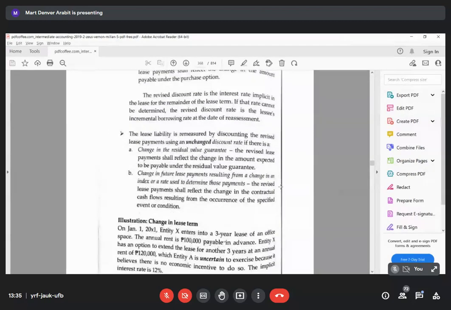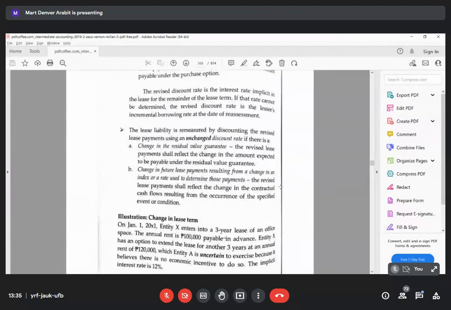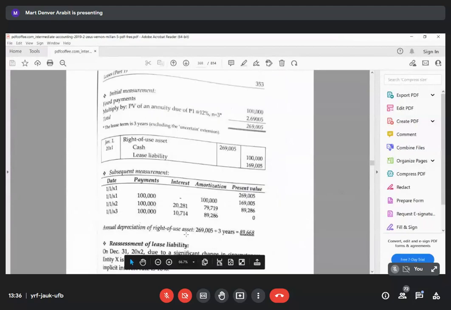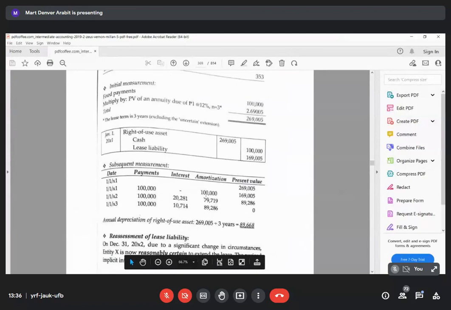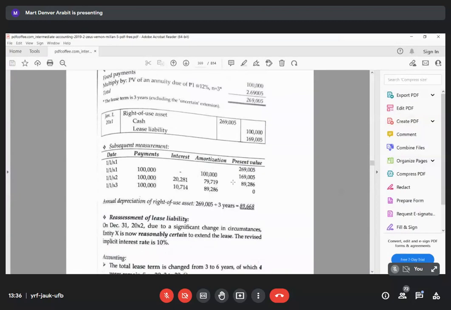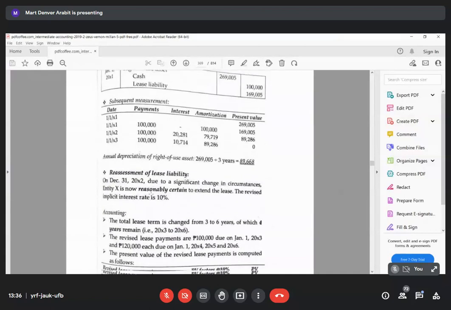Kasi, it is uncertain na i-exercise because there is no economic benefit to do so. So that's why hindi na-push yung transaction nila. Okay. So, yun. Kaya until 3 years lang siya. But if there is extension, then ito na yung susunod.